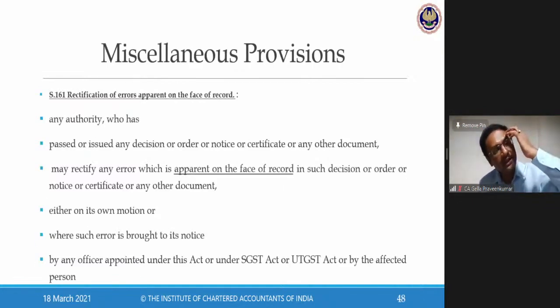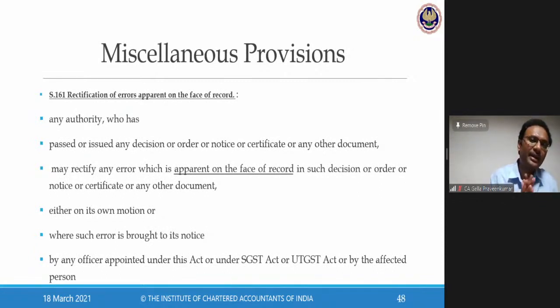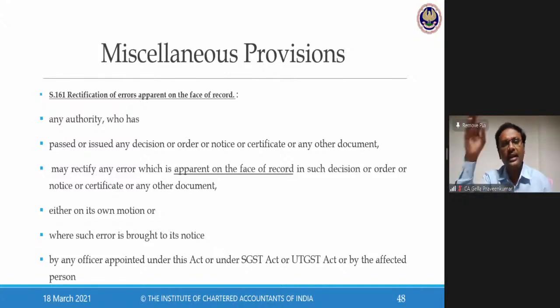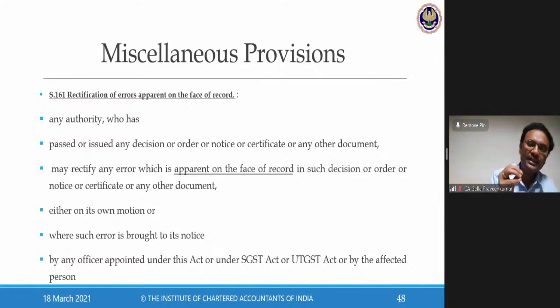The next element is rectification of errors, or errors apparent on the face of the record. In this judicial process, if a notice, order, or certificate was given, and a couple of mistakes are apparent on the record. Now the heading of the document says 15th October 2020, but actually this was issued on 15th October 2021. It means they have dated it one year back. Then this is called a mistake apparent on the record.